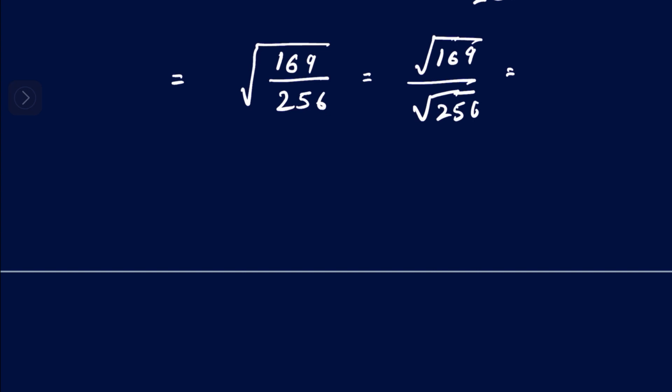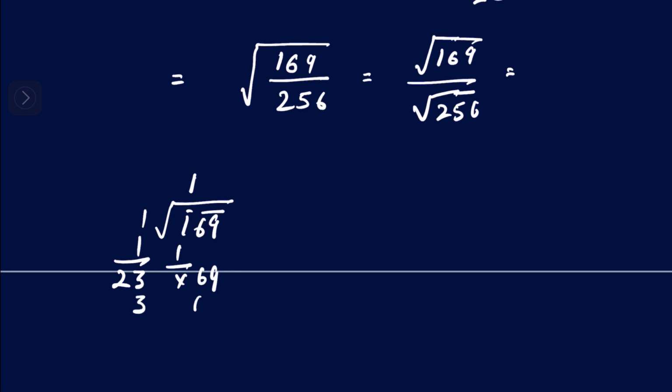We can find the square root of 169 using the long division method. Pair the number. 1 times 1 is 1. This is 2. Write 1 here. Bring the 69 down, and 23 times 3 is 69. So the square root of 169 is 13.